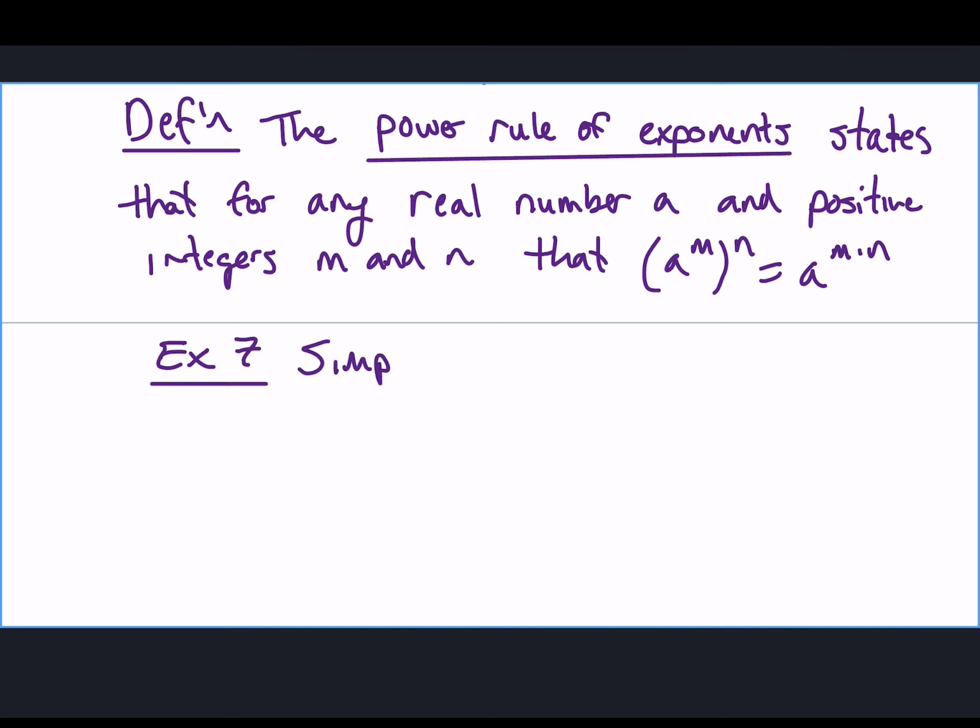In example number 7, again, our instructions are to simplify. And we have x squared, quantity raised to the 7th power. What does the power rule tell us we need to do here? Multiply what? 2 times 7, which are the exponents. So we will get x to the 2 times 7, and x to the 2 times 7 is x to the 14th power.